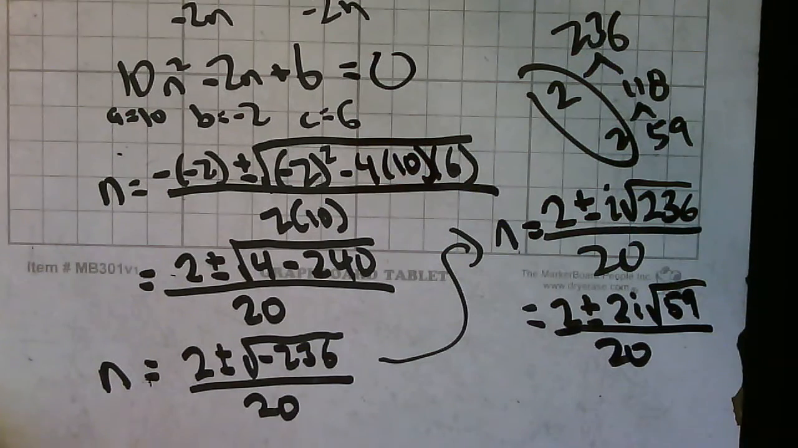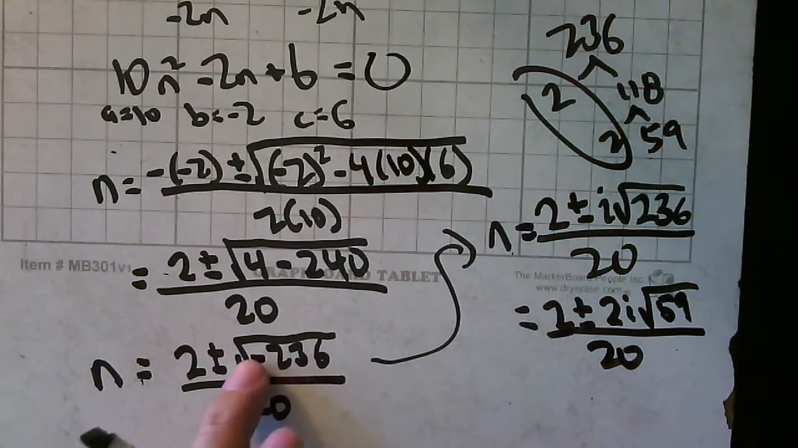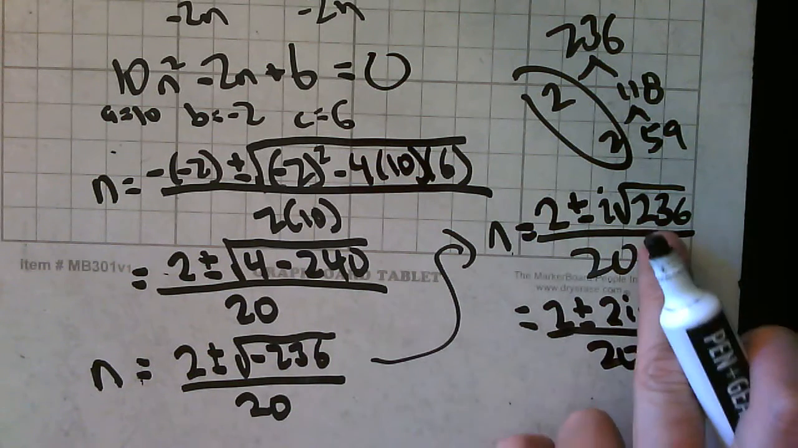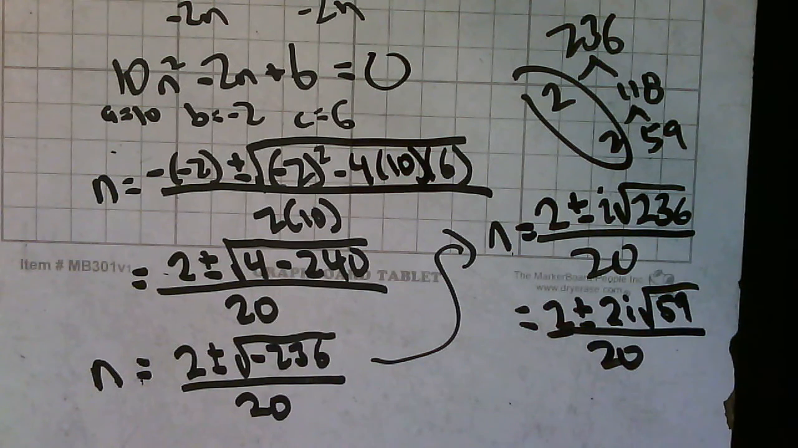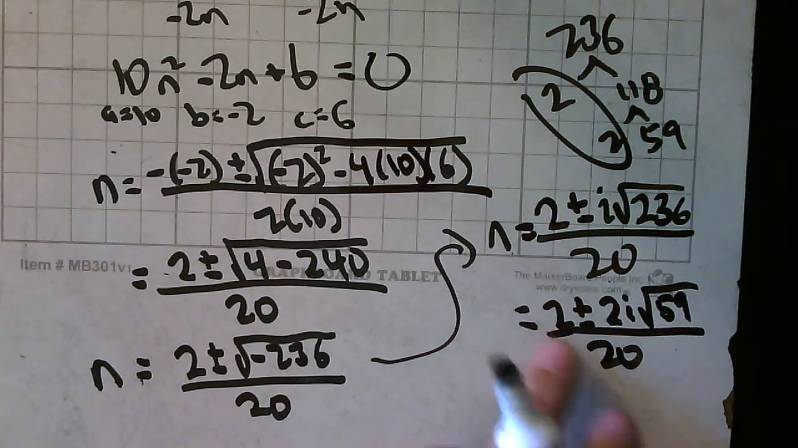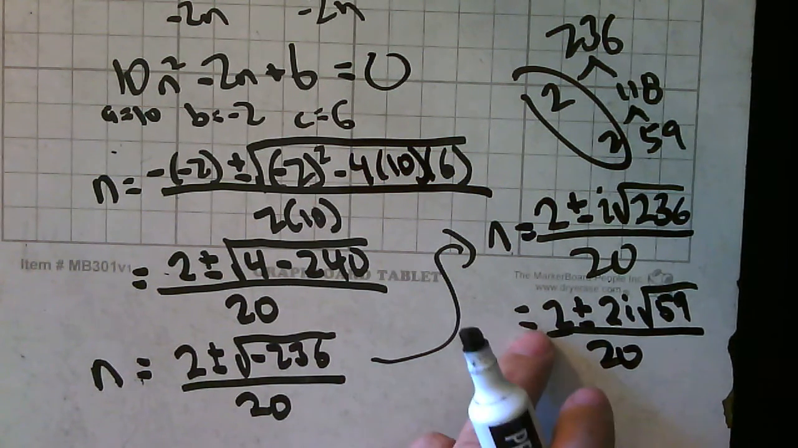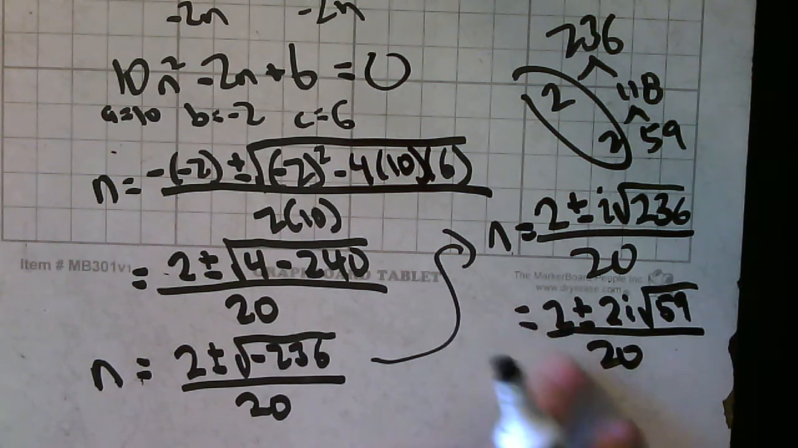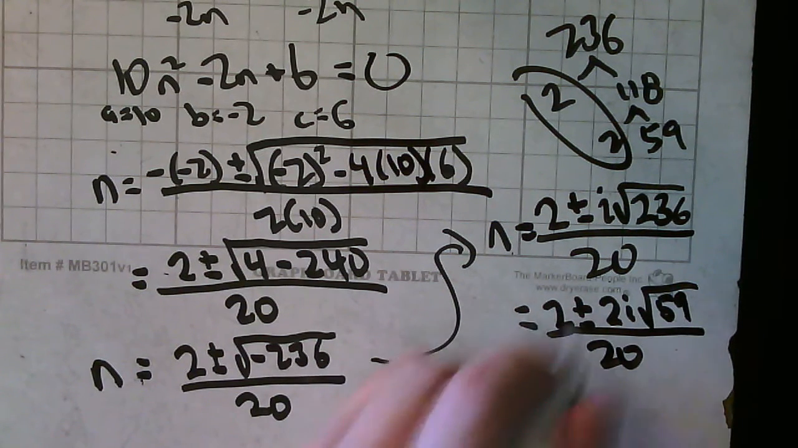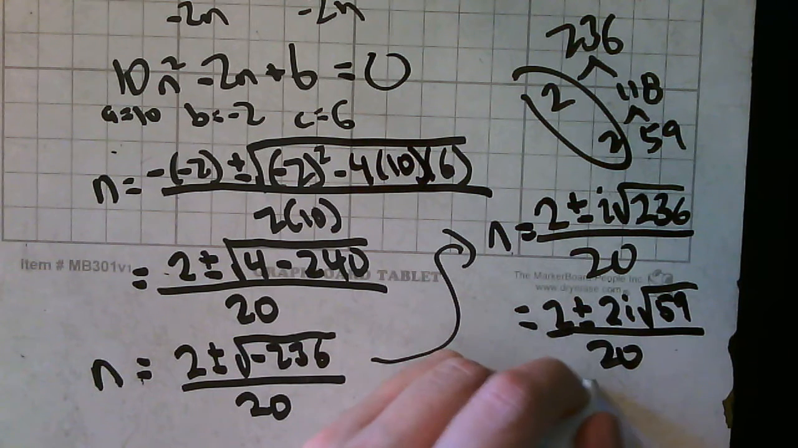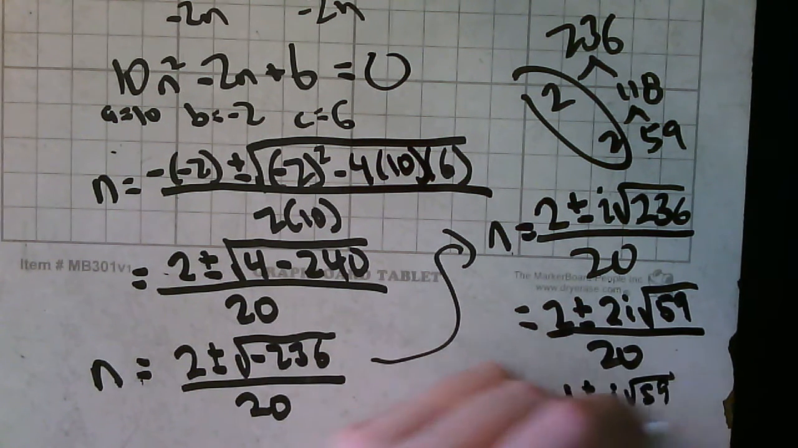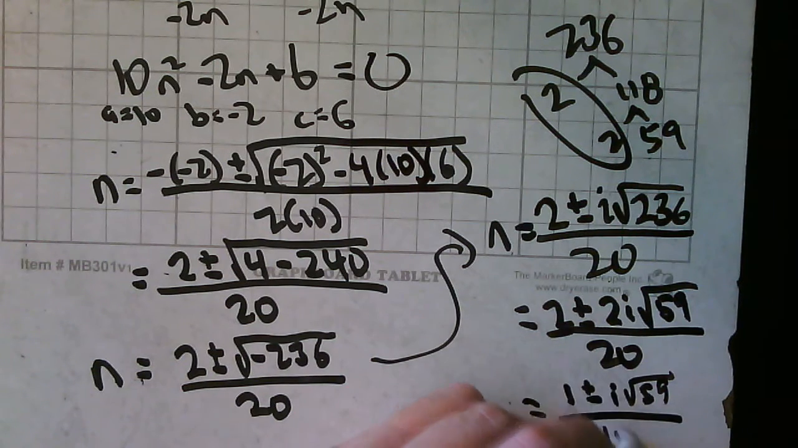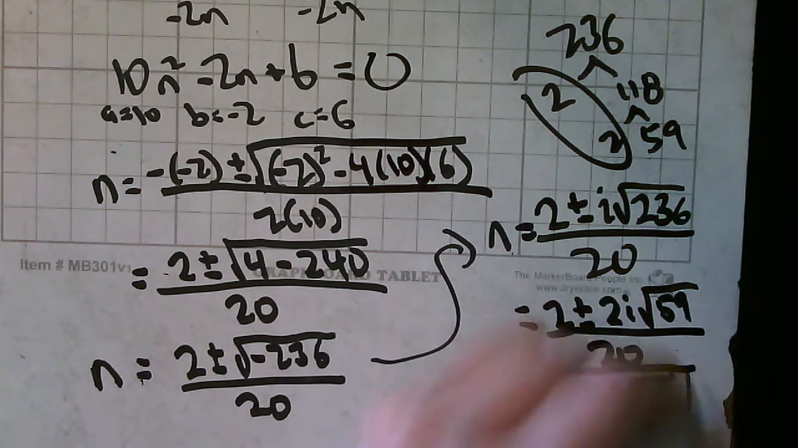Okay, and there's actually one more step. So we make the i if it's negative. We break down this one if we can. I have a pair of 2's, and now we're going to simplify. So you notice the top and the bottom, I can divide both sides by 2. All right, so since I can divide those both by 2, I'm going to do that. I got 1 plus or minus, that becomes 1i, radical 59, and 20 divided by 2 gives me 10. And here's your final answer.